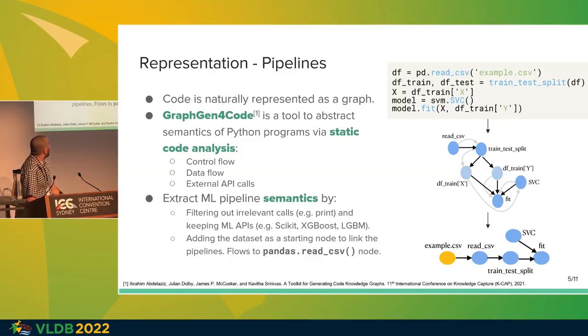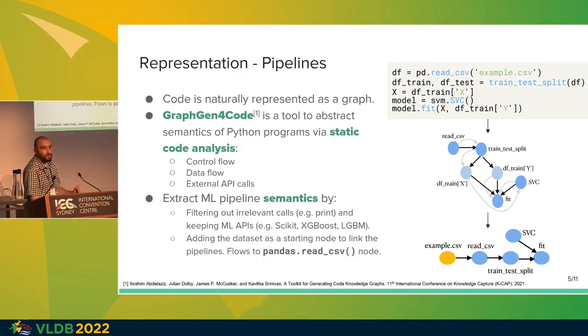So we use GraphGen4Code. This is a tool that is already there by Ibrahim Abdelaziz and others. This tool applies static code analysis on Kaggle notebooks to produce pipeline graphs like these. In these graphs, you will find control flow between statements, data flow between statements, and pointers to external API calls.